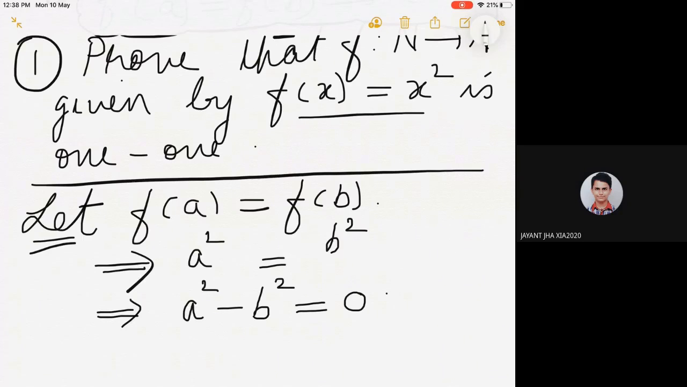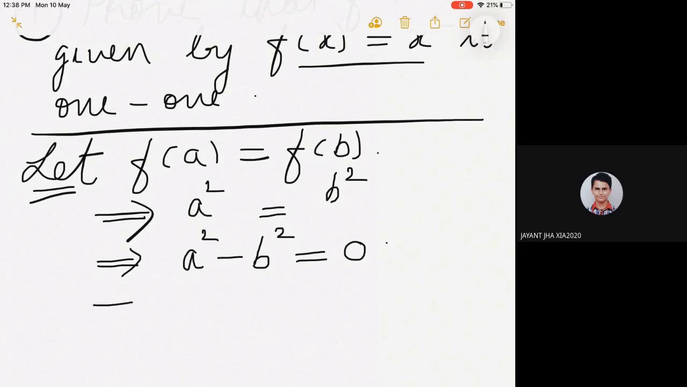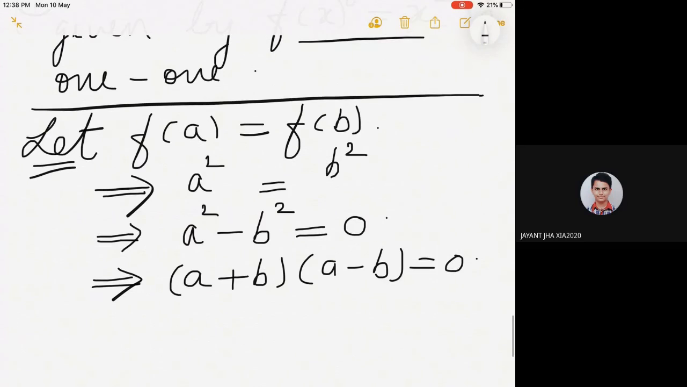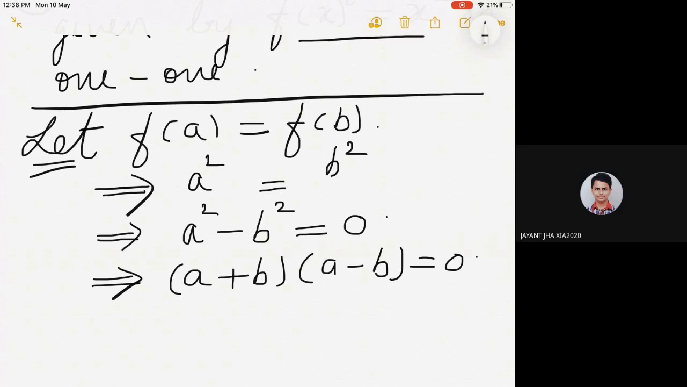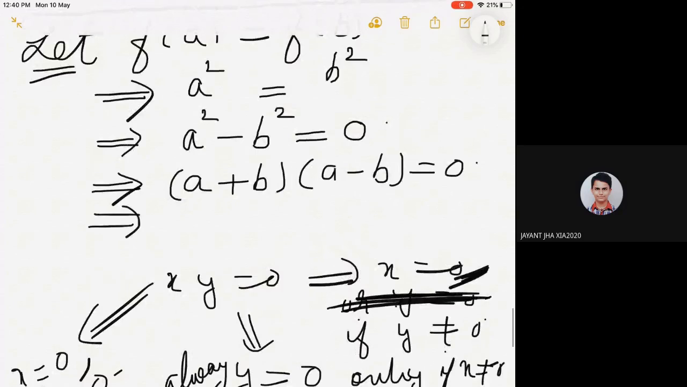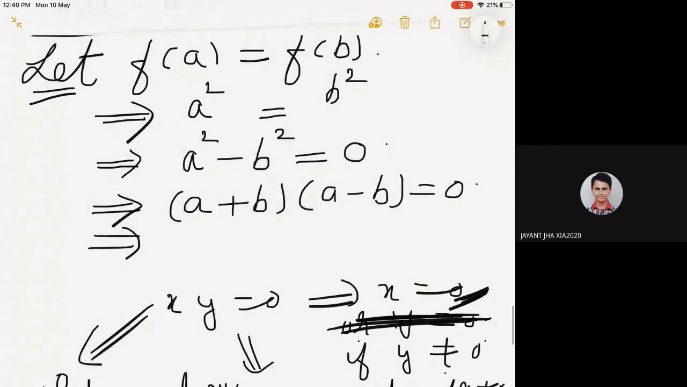Then a square minus b square equal to 0. Next part is, you can factorize it. That is a plus b into a minus b equal to 0. Now, after this, what will be your conclusion? Ma'am, a cannot equal minus b because they are natural numbers. Yes, very good.